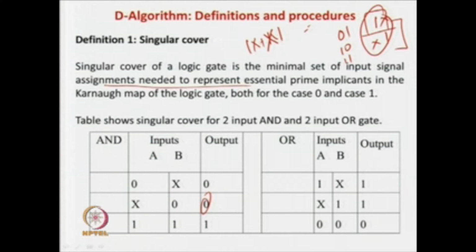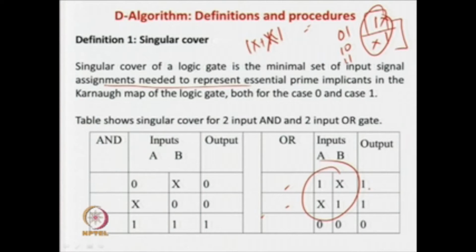If you write a function for the OR gate as a plus b, you can better write it this way: f equal to a, then we do not write anything, plus we do not write anything, then b. That is 1 x and x 1, where x is do not care. These 2 comprise all 3 cases 0 1, 1 0 and 1 1, which represent 1 in case of an OR gate. So, these 2 form the singular cover for 1 in case of an OR gate.